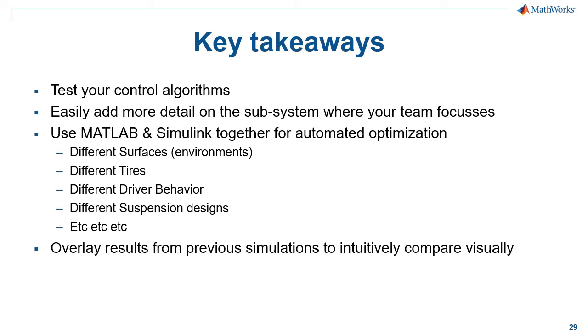You can test your control algorithms and easily add more detail on the subsystem where your team focuses. You can use MATLAB and Simulink together with a vehicle dynamics block set for automated optimization. You can automate for different surfaces, different tires, different driver behavior, different suspension designs, or you can optimize for whatever you want. You can also overlay the results of previous simulations to intuitively compare these results visually.